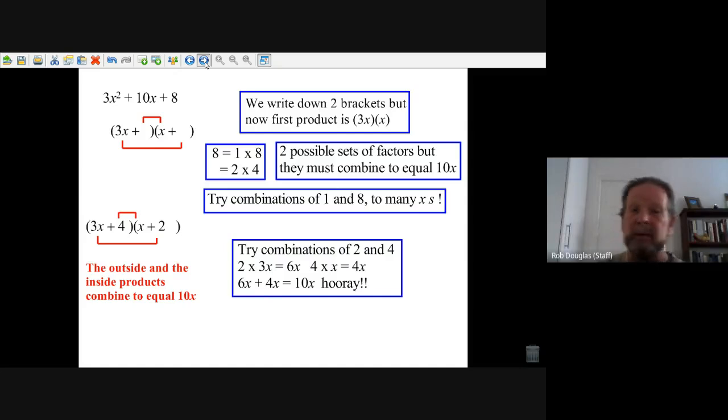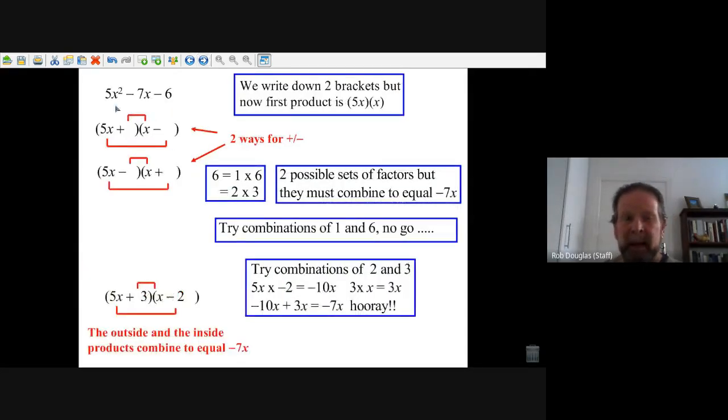It gets a little harder when there's minuses. Here's a question, 5x squared minus 7x minus 6. So we write down two brackets and we go 5x and x. That's all we can do there, but it could be a plus by the 5 and a minus by the x to equal a negative 6, or it could be a negative by the 5x and a plus by the x. So there's two ways to put the plus and the minus, but it's got to be a plus and a minus to multiply to equal minus 6. We can still look at the factors of 6. It could be 1 and 6. It could be 2 and 3.